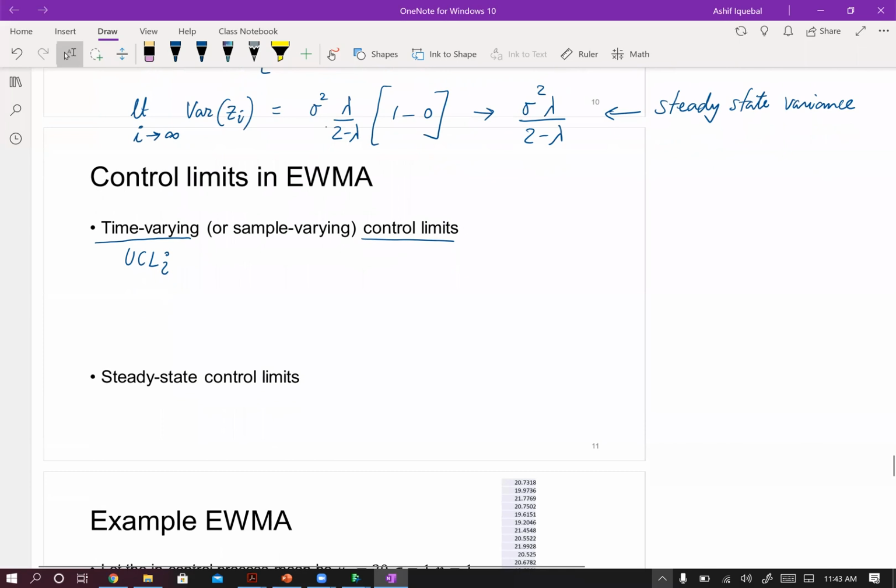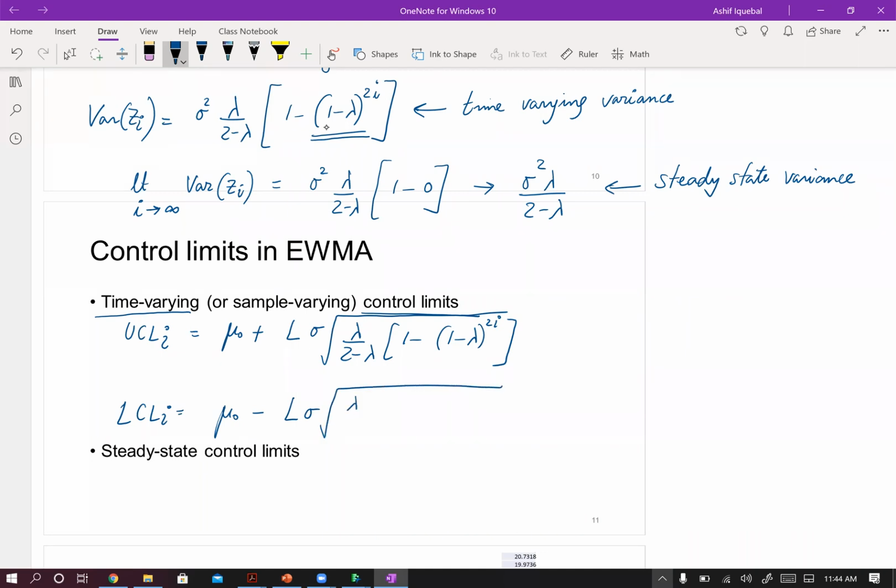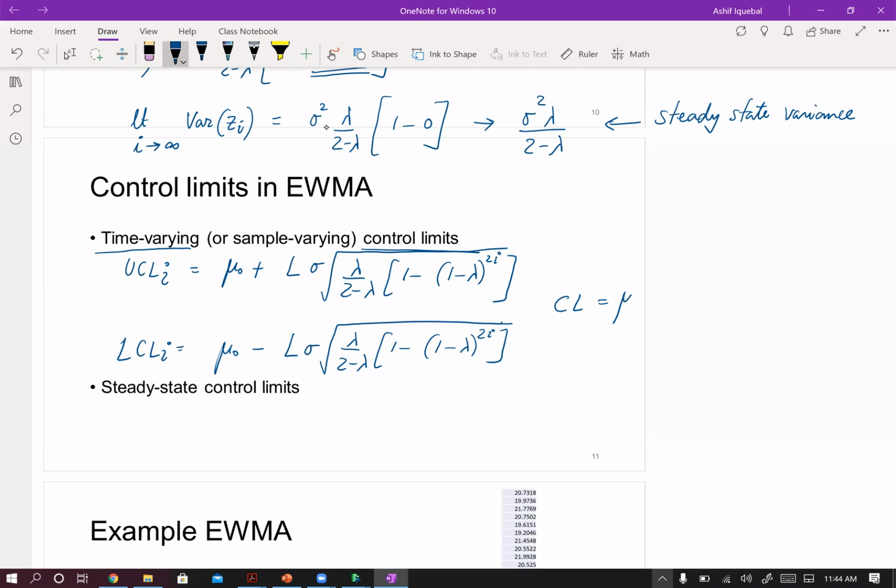So for time varying control limits, UCL i will be equal to mu naught plus L. L is a constant that is typically equal to 3, just like the Shewhart control chart. L times sigma, and I'm just going to plug in the value of the variance here. The square root of lambda divided by 2 minus lambda, multiplied by 1 minus (1 minus lambda) to the power 2i. Okay. So this gives us UCL i. And similarly, LCL i is equal to mu naught minus L sigma square root of lambda divided by 2 minus lambda, times 1 minus (1 minus lambda) to the power 2i. That's your lower control limit. And your center line is just your mu naught. Right? That gives us the time varying control limits.